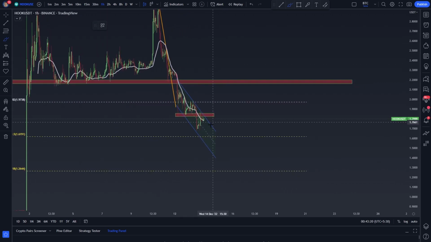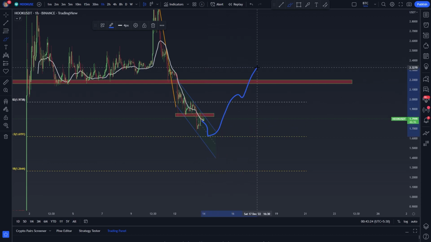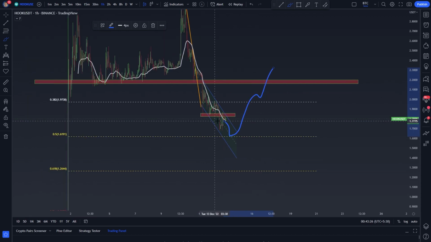My prediction for HOOK is we bounce right from the 0.5 level, or we go all the way down and then bounce from the 0.618 level. So that will be my prediction, guys.